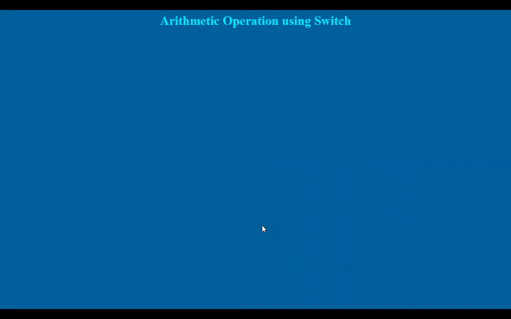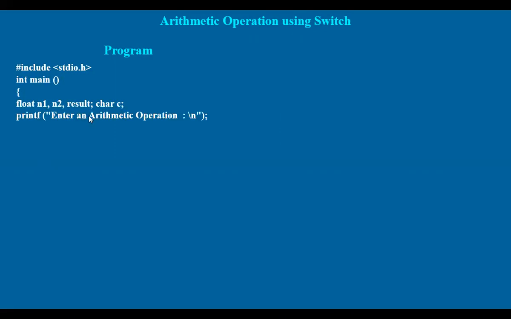Okay, so like this, we can apply this to a very interesting application like arithmetic operations, right? Let us see. We have taken two different numbers as float, and a result is indicated. A character is defined here, and we enter an arithmetic expression. I mean, you want to write n1 plus n2 or n1 minus n2. Yes, I want to perform arithmetic operations: plus, minus, multiplication and division.